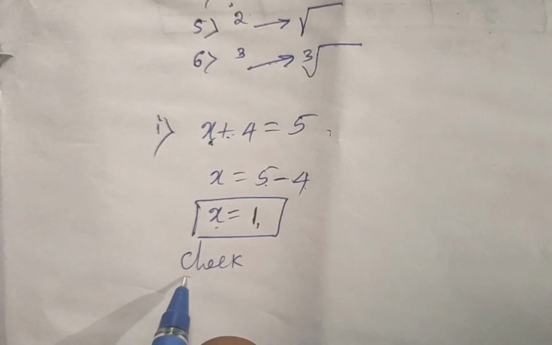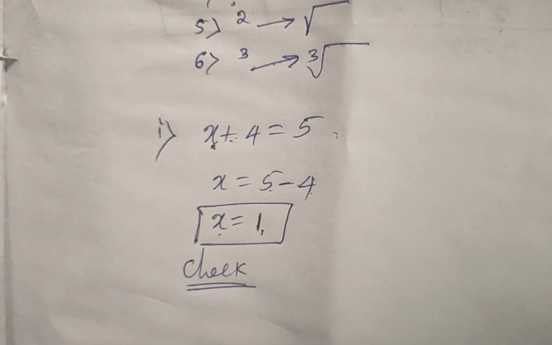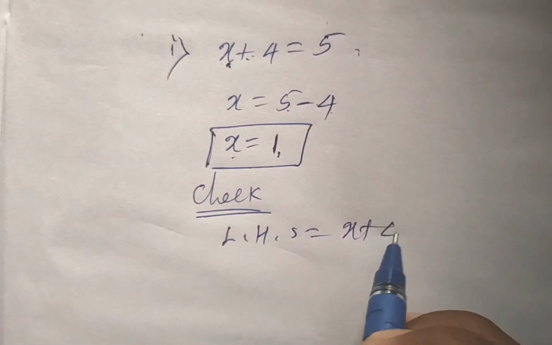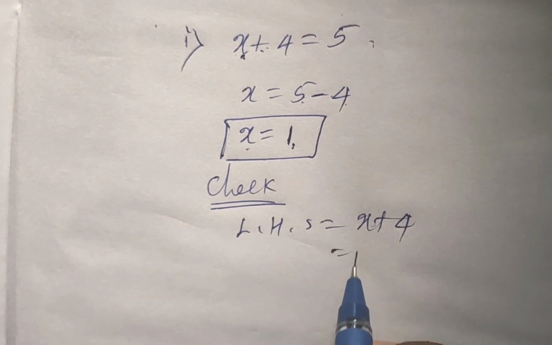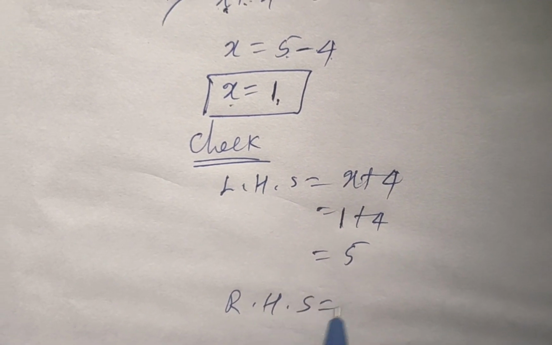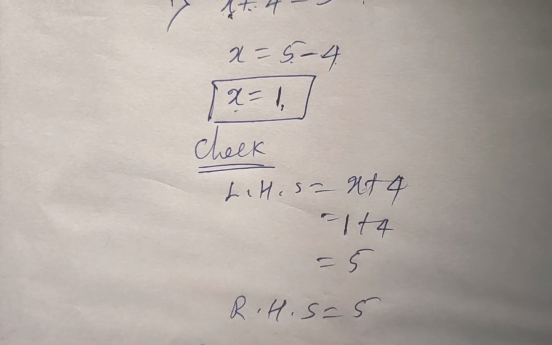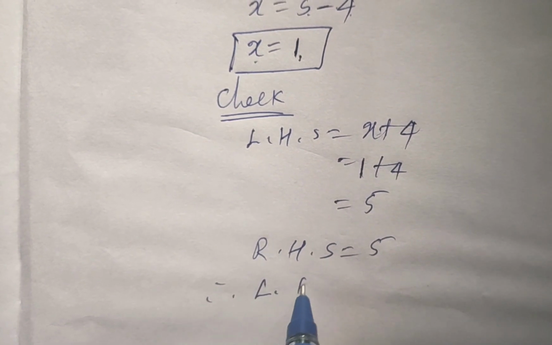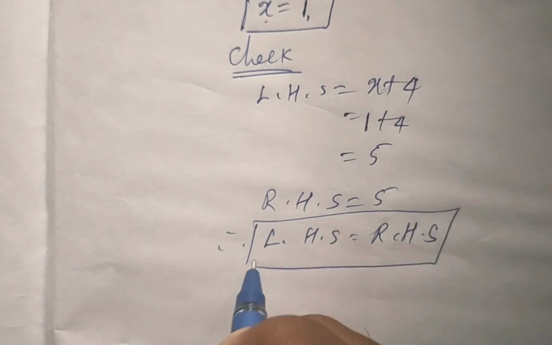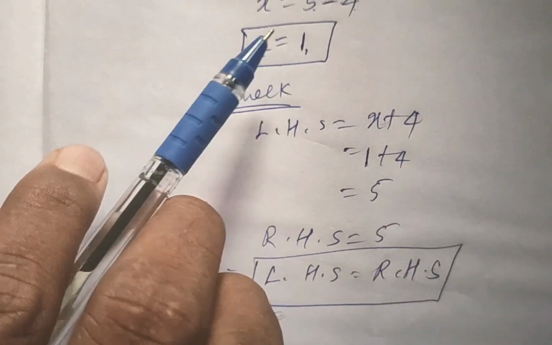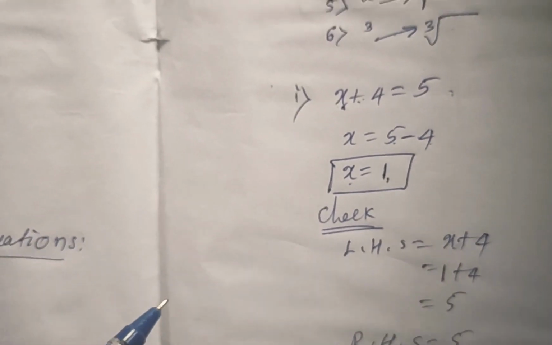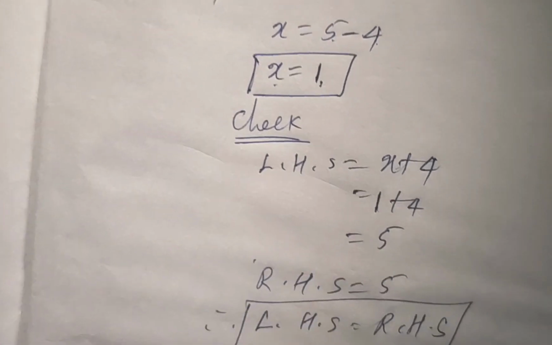Checking. How to check? Same procedure. Take LHS and RHS. LHS is x plus 4. Put x value as 1. 1 plus 4 is 5. Then what is there in the RHS? RHS 5 is there. So therefore we can write LHS equal to RHS. Hence it is verified. See, every time after getting the value of x, you should get LHS equal to RHS. Then only your answer is right. We can verify your answer.